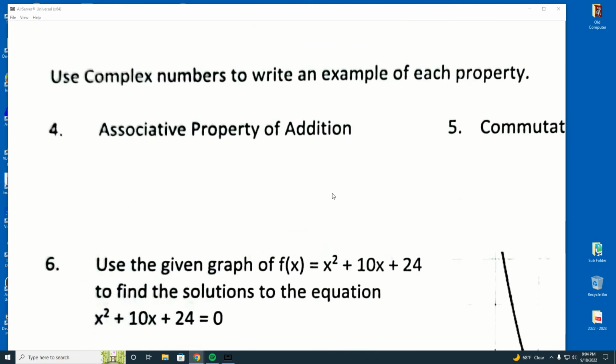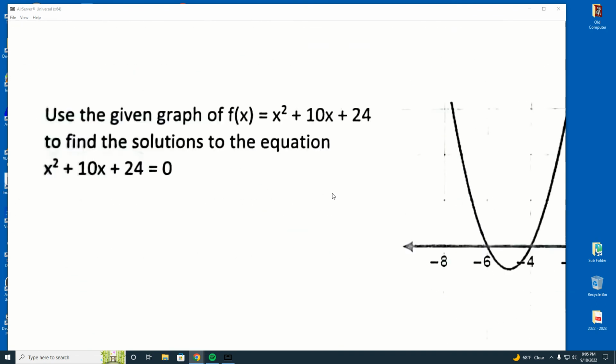All right, moving on. We are ignoring 4 and 5. We're not going to do those in this test.